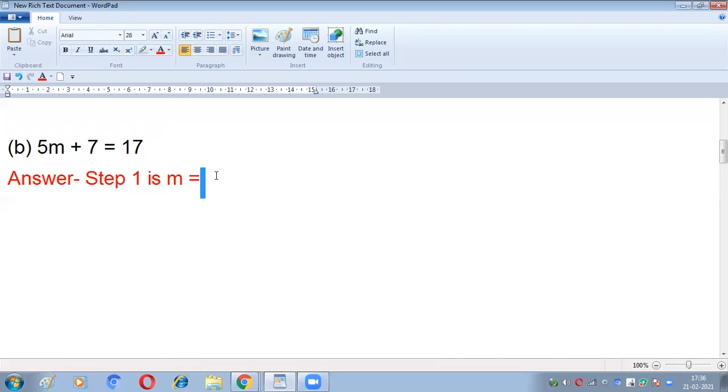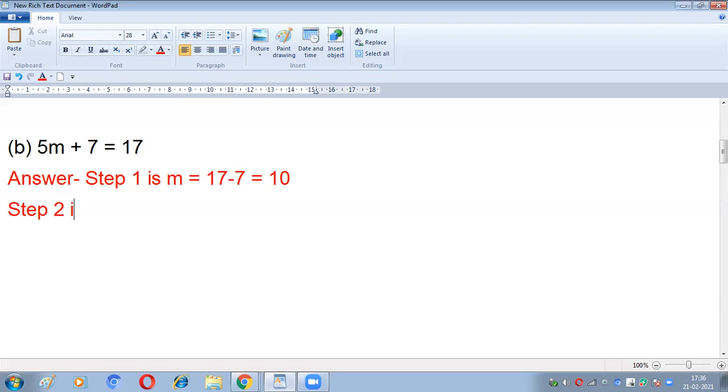So here we can write it as 17 minus 7, because here it has a positive sign. If plus 7 will move to the right hand side, this will be negative 7, that means minus 7. So 17 minus 7 is equal to 10, positive 10. So here is our first step, and then we'll proceed to the second step.